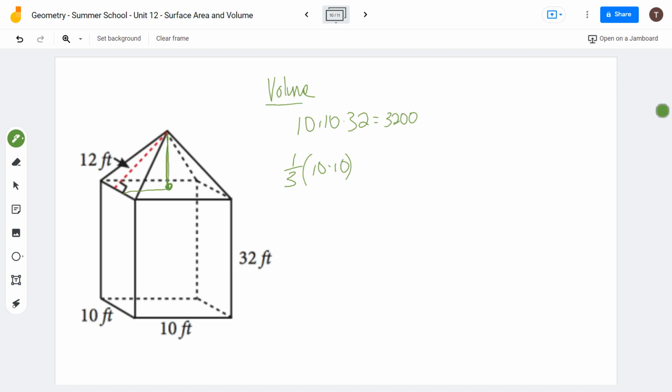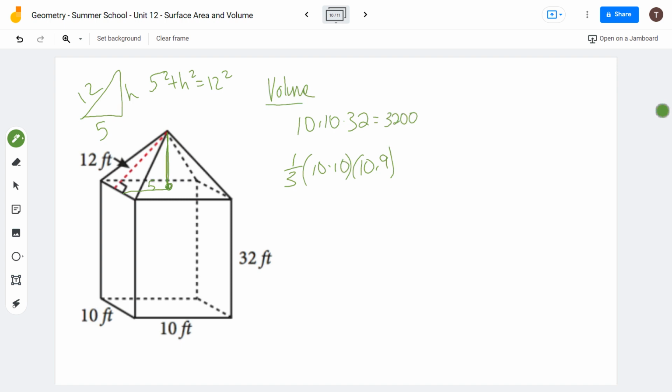I would know that since that goes to the middle, this would be 5. So I need to do Pythagorean theorem, which I know you all love. And I'm calling that h, but it's not my hypotenuse, it's my height. So I would do 5 squared plus h squared equals 12 squared. So when I do that, I get approximately 10.9. So that would be my height.